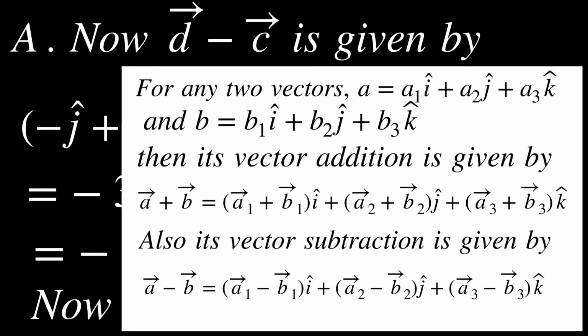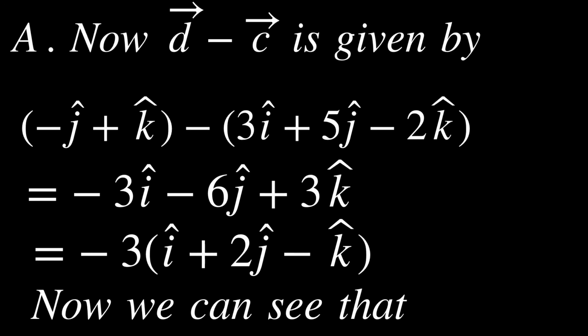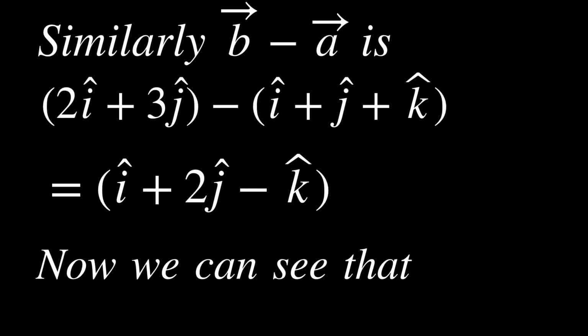So in this problem they are given four vectors marked as vector A, vector B, vector C and vector D. Now what is vector D minus vector C? As said before, it is given by minus j plus k minus 3i plus 5j minus 2k, which is equal to minus 3i minus 6j plus 3k. If we take minus 3 as a common factor, we can write it as minus 3 into i plus 2j minus k. Similarly, vector B minus vector A is given by 2i plus 3j minus i plus j plus k, which is equal to i plus 2j minus k.